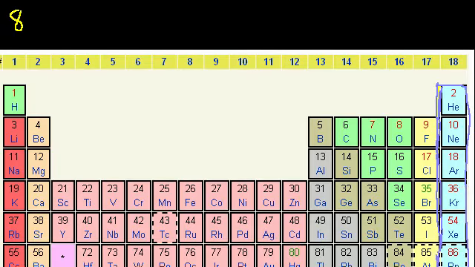In the last video, we saw that every element in a column has the same number of valence electrons, or it has the same number of electrons in its outermost shell. And we figured out what that was. This column right here, which we learned were the alkali metals, has 1 electron in its outermost shell.